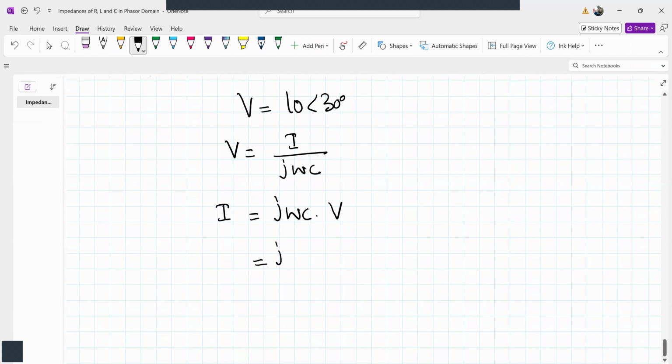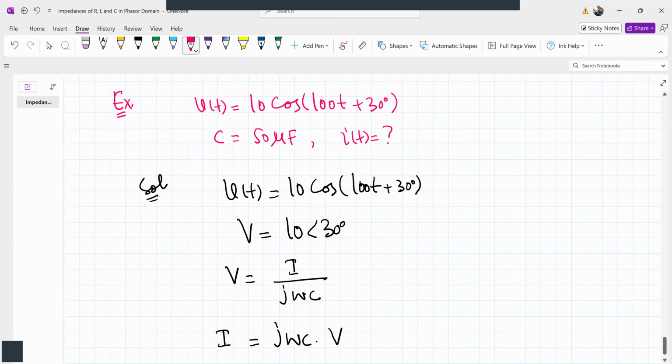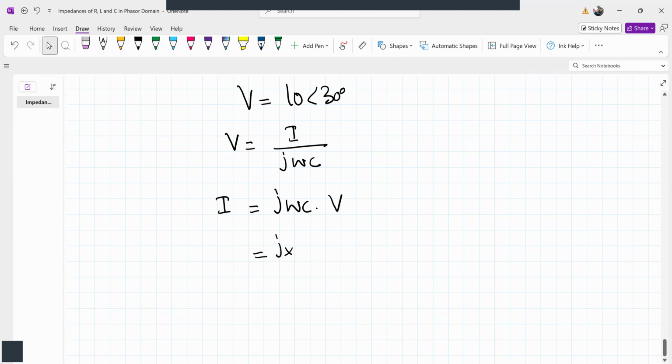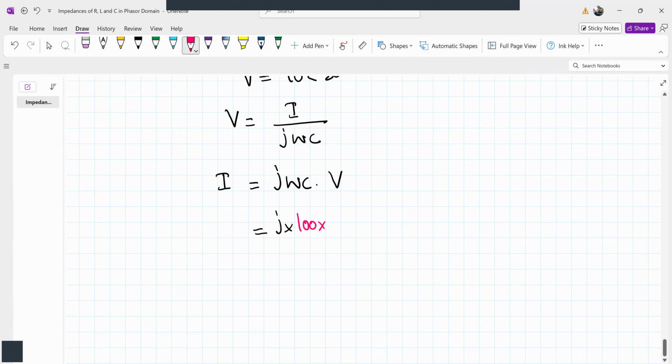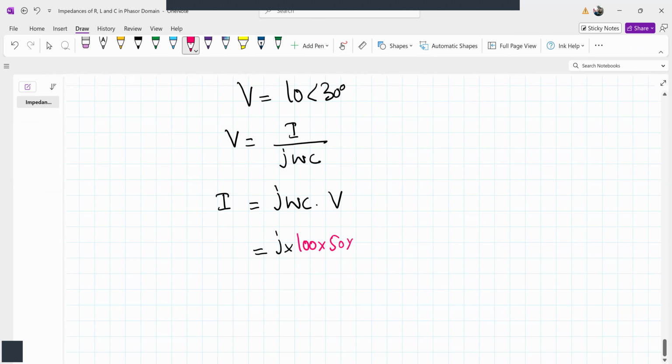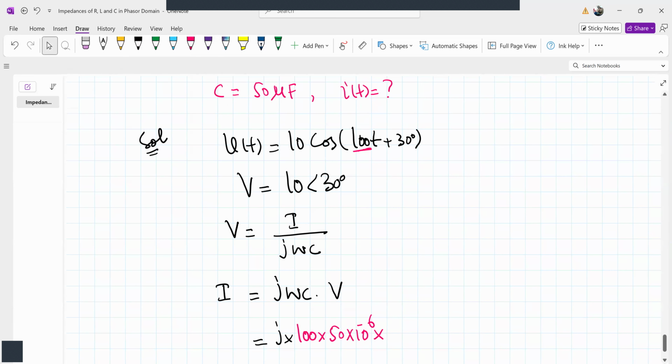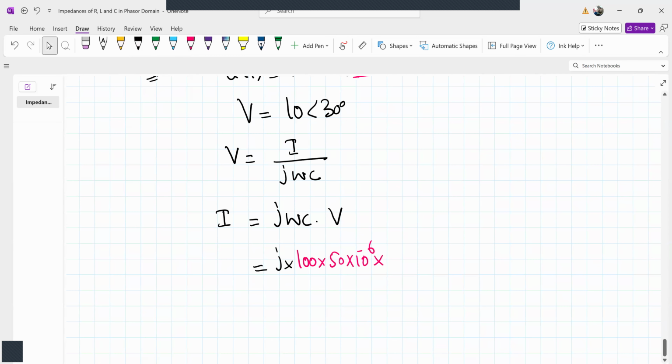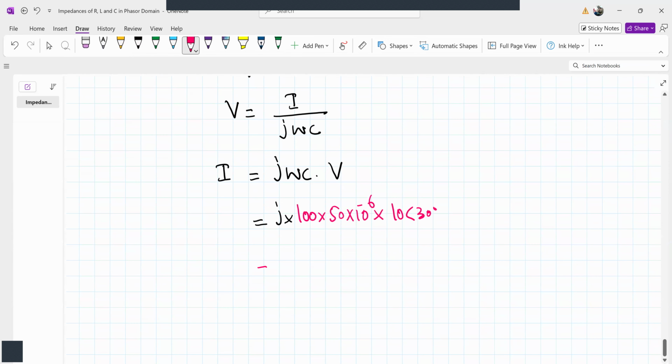Now jω, if you look at this problem, omega is how much? Omega is 100 here. So 100 multiplied by capacitance, which is, I think, 50 microfarad. Yes, 50 microfarad. 50 microfarad is 50 into 10 to the minus 6. V phasor is 10 at an angle of 30 degrees. So how much will this be? This is j 50, that's 500. So this is 50,000 multiplied by 10 to the minus 6 at an angle of 30 degrees.